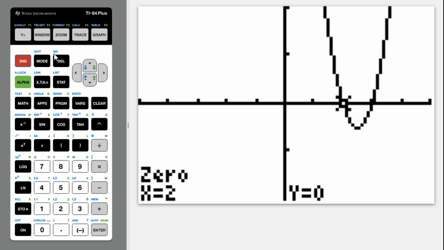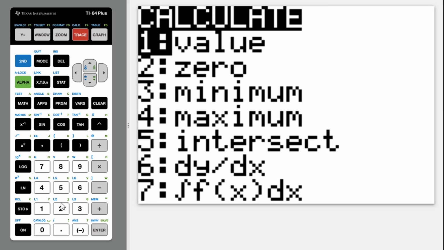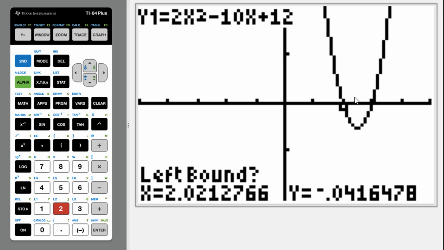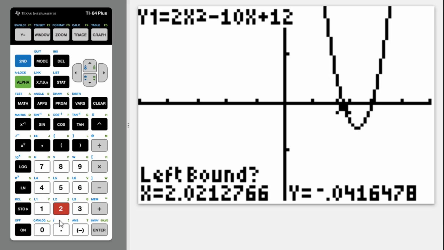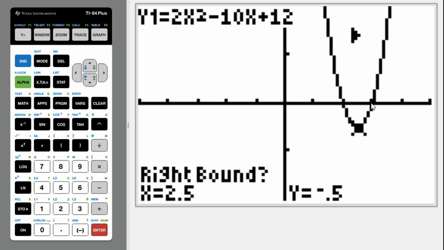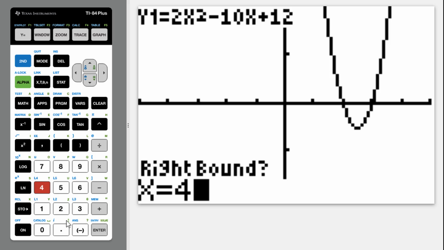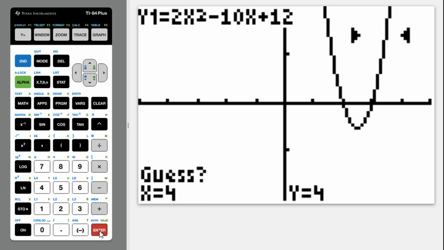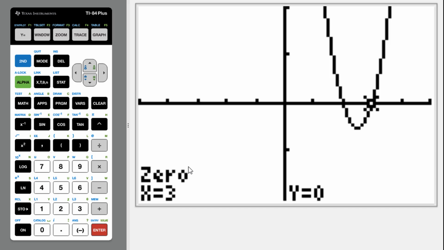Do the same thing. Second trace, go to 2, because this is the other x-intercept I'm looking for. Left bound, I will put 2.5. Enter. Right bound, this is a 3, so you can put 4 or 5. It's really up to you. I put 4. Enter. Enter. It gives you the other x-intercept is 3.